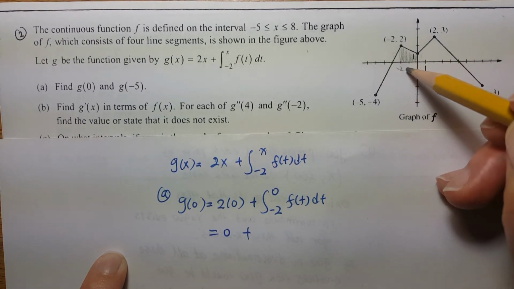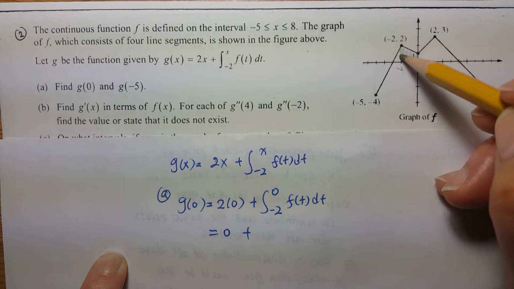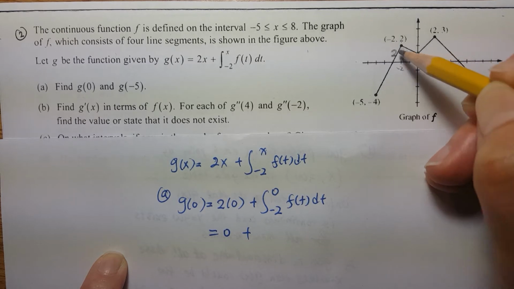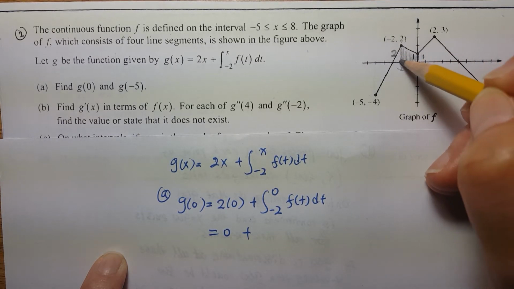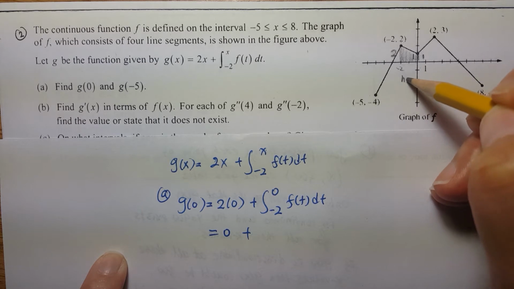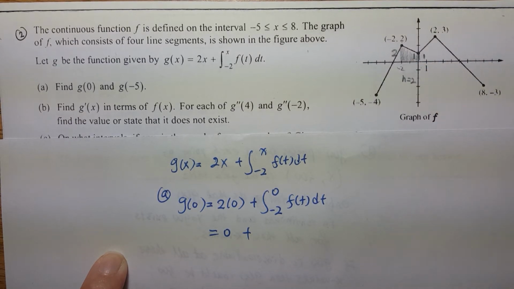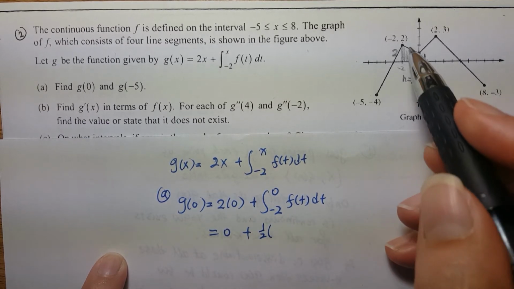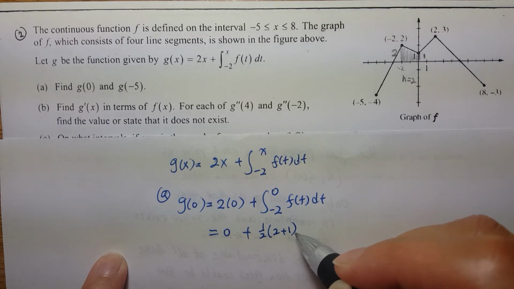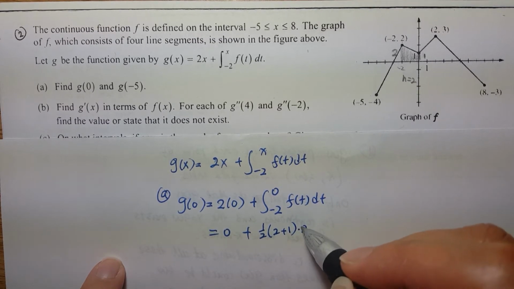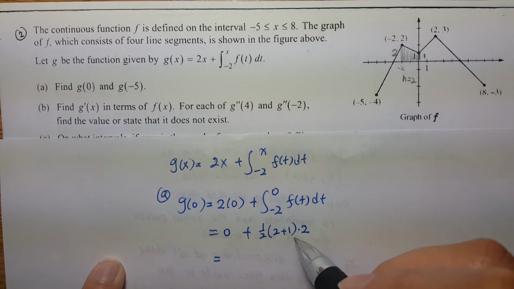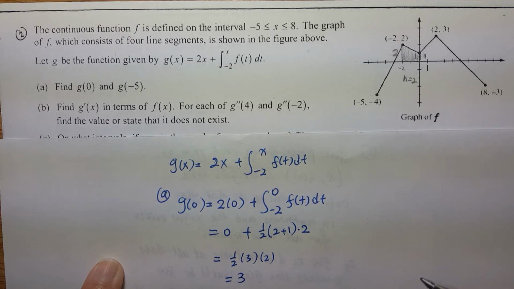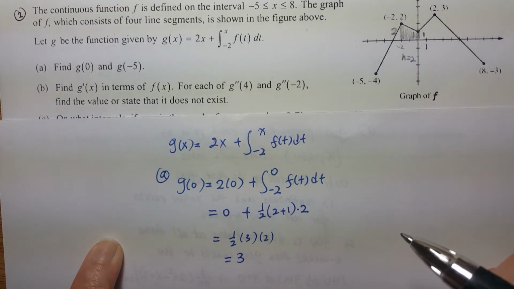So -2 to 0. Now over here, this part is going to be 2 units, and this part is 1 unit. So base 1 and base 2. And then this part is going to be the height. So the height is going to be 2 units. So now we're going to substitute into the formula of the trapezoid. So we get 2, 1, and times the height h equals 2. So now we simplify. So we get g of 0 equal to 3.